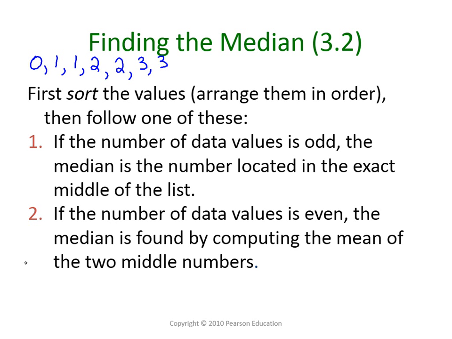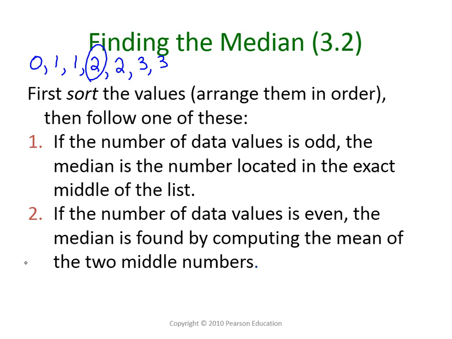If your number of data values is odd, then the median is the number located in the exact middle of our list. So because we have an odd number, you're going to look at 7 divided by 2, which would be 3.5, so you're going to use that fourth number. In this case, that would be our median. The median, that middle value, is 2 siblings.